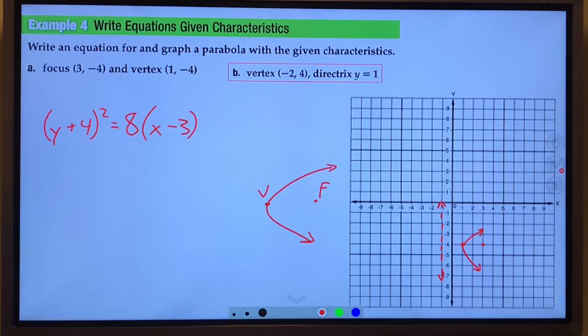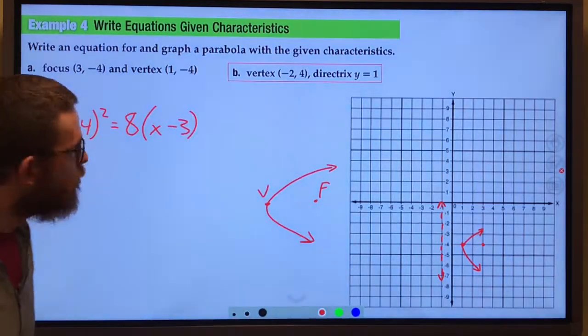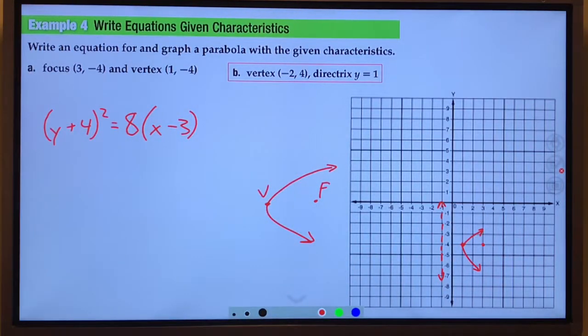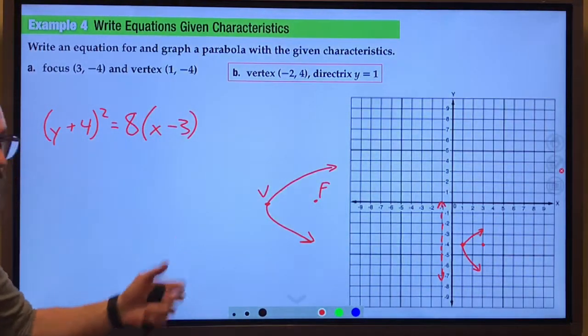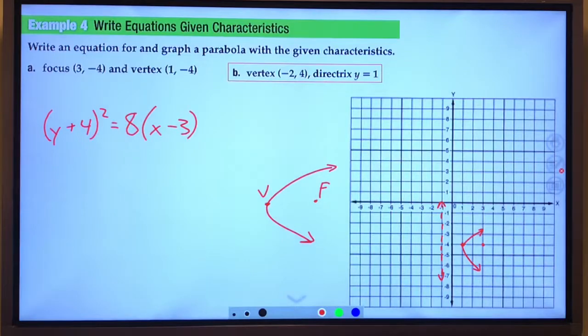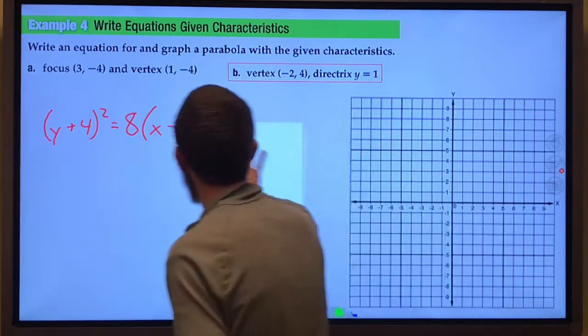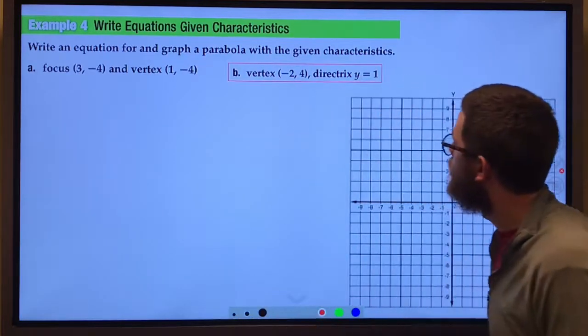That's a rough graph, but we could always plug in a 3 for x and see what our y values come out to be. We could plug in a 5 for x. You could do whatever you want to get some extra points to plug in here, but we have a general idea of what's going on. Let's look at the next one.